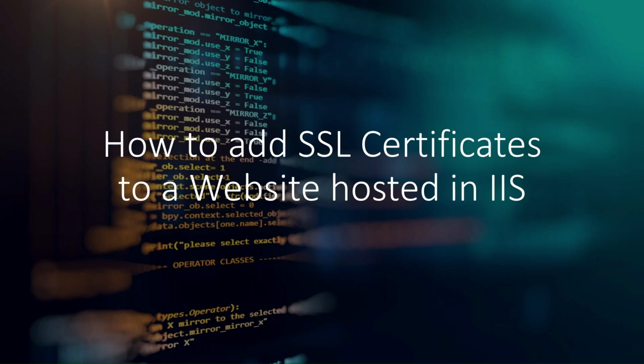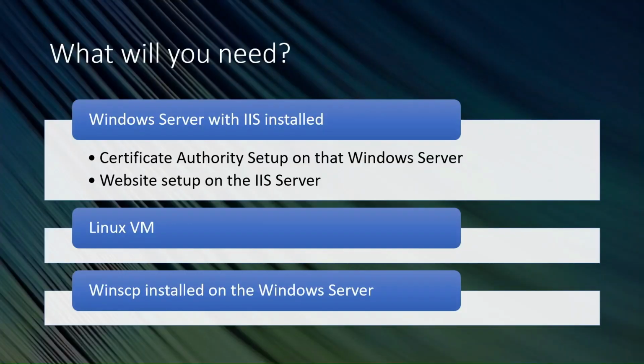For this, I'm not going to be building it from the ground up. I'm going to have some stuff already set up, because if not, this video could be very long with setting everything up from scratch. So what you're going to need is a Windows server, preferably 2019 or 2016, or actually I think there's 2022 now. I usually just use 2019. And then on that, you're going to have IIS installed.